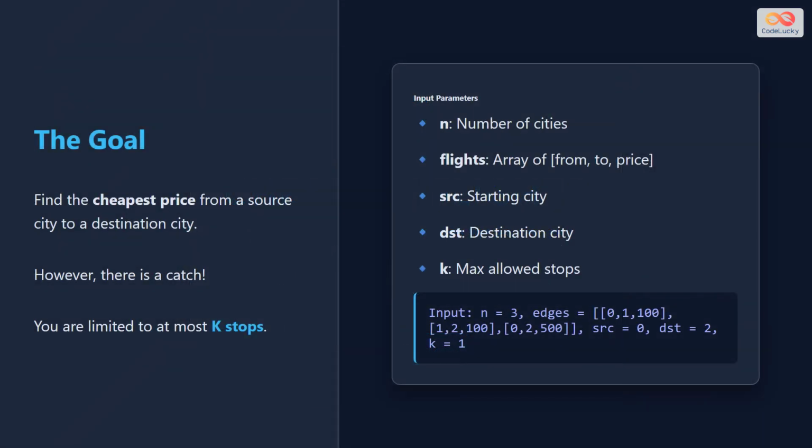Let's break down the problem. We are given n cities connected by flights. Each flight has a price. We are also given a source city, a destination city, and a constraint k. Our goal is to find the cheapest route from source to destination with at most k stops. If no such route exists, we return -1.